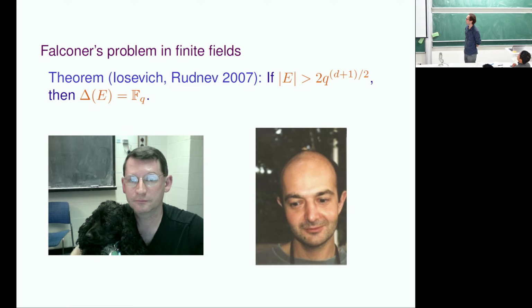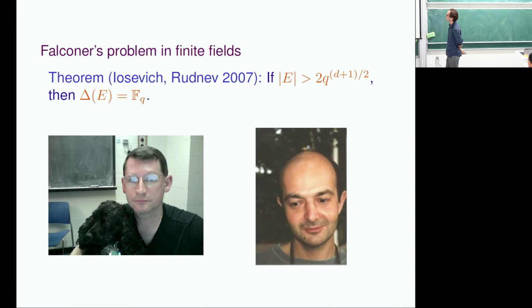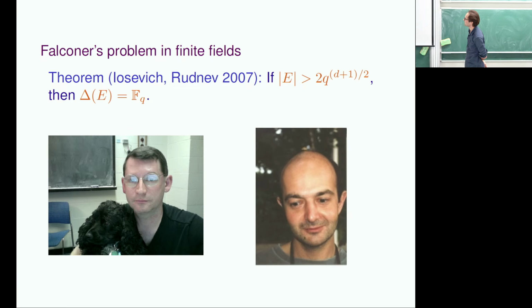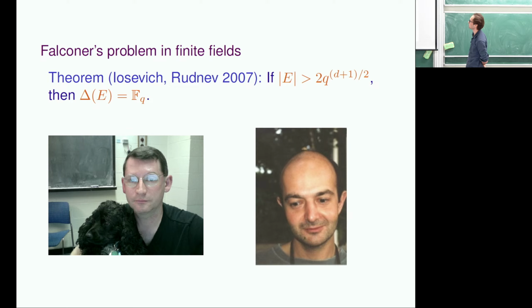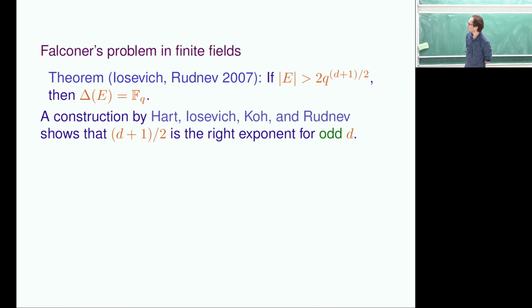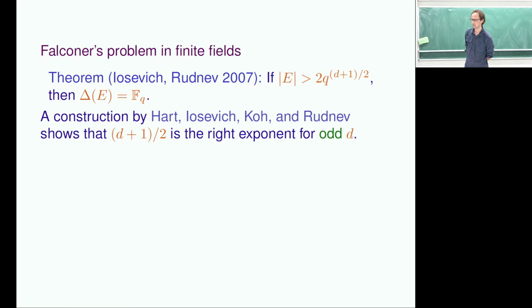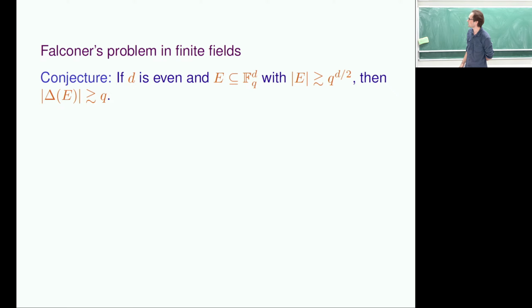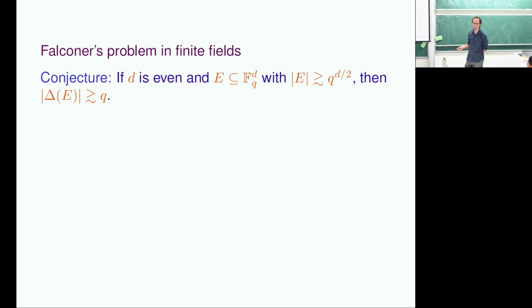But the first major result in the area was by Iosevich and Rudnev, who showed that if you have a set of points that's larger than 2 times q to the (d+1)/2, then the distance set is, in fact, the entire field. And this is tight when the dimension is odd, but when the dimension is even, the conjecture is that we should be able to improve the exponent to d/2. And here, with the squiggles, I just mean maybe you could hide some log factors or something.